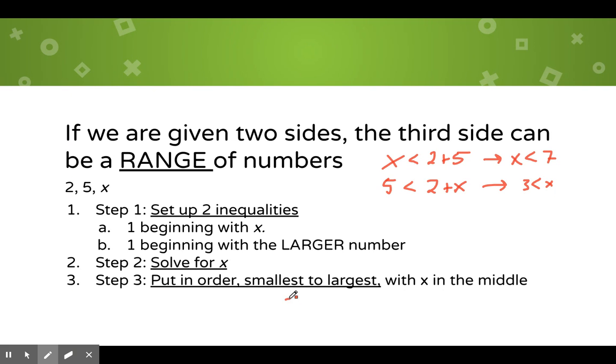That means that x has to be greater than 3, but less than 7, right? So that is how we get it as a range. So think, any number in between 3 and 7, that would be 4, 5, or 6. Any of those 3 numbers could be that third side length of that triangle. And you could test that out too, right? Because 2 plus 5 is 7. All of these are less than that. Okay, and if we took any of those with the smaller one, 2 plus 4 is bigger than 5. 2 plus 5 is bigger than 5. 2 plus 6 is bigger than 5.